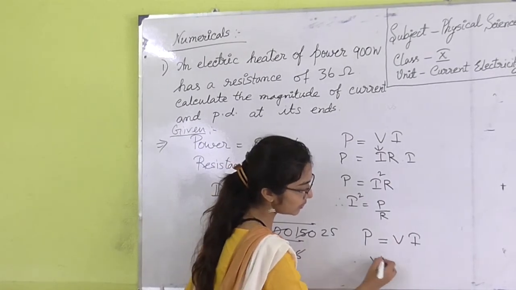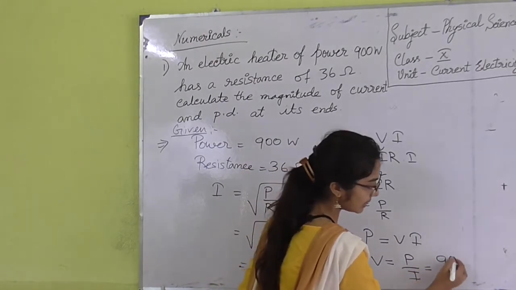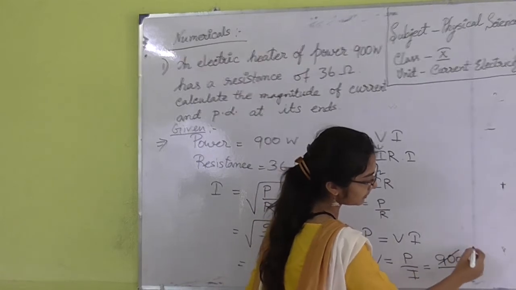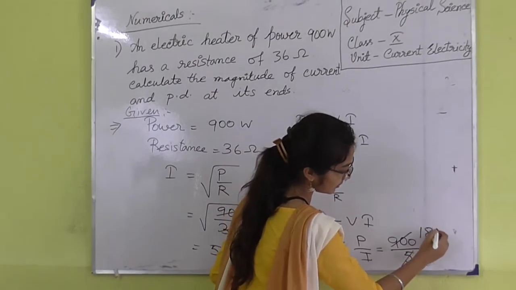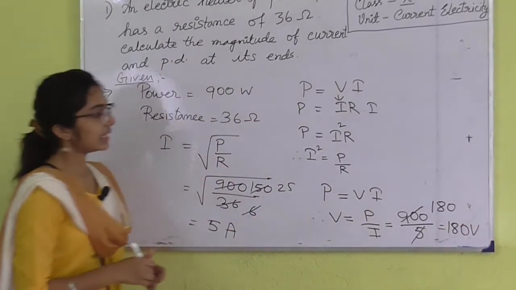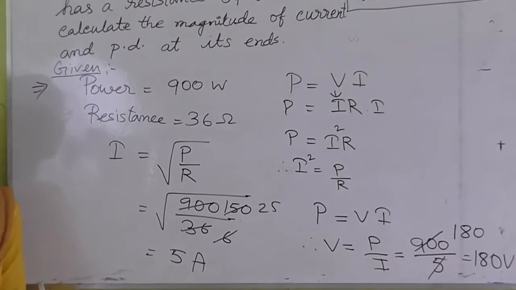V is equal to P by I. So, P is equal to 900, I is equal to 5. So, V equals 900 divided by 5, which is 180 volt. In this way you have to proceed with the numerical problems regarding power rating.